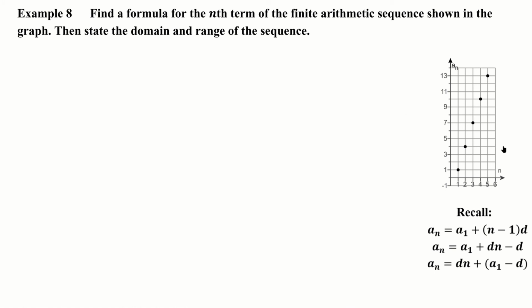All right, so this time we're given a graph of an arithmetic progression, and we're asked to find the formula for the nth term of the arithmetic sequence, and then state the domain and range. And this time we're told that this is a finite sequence. In other words, what you see is all there is. It doesn't keep going forever, okay?